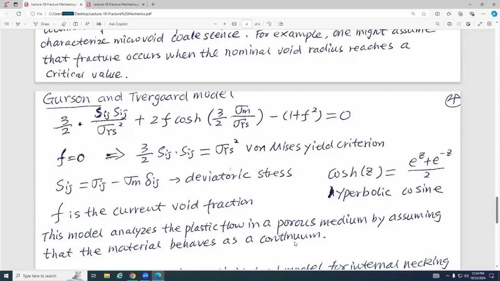So the value here is the mean stress, which is a scalar, and sigma ys is also a scalar. This is the yield strength of the material, and the 1 plus f0. So if this equation holds, that means the void is going to crack, going to propagate. Okay? You understand, guys?